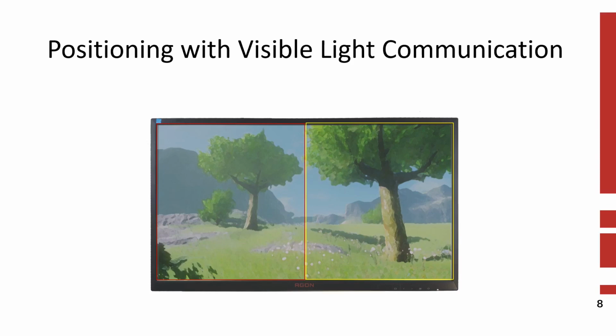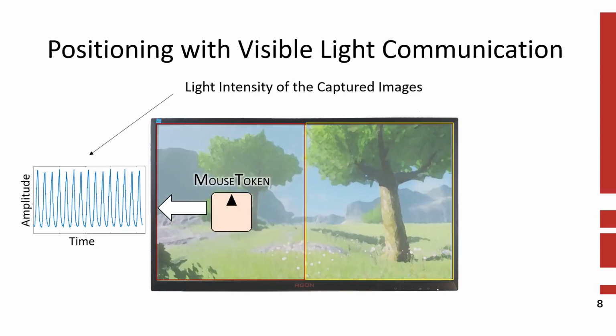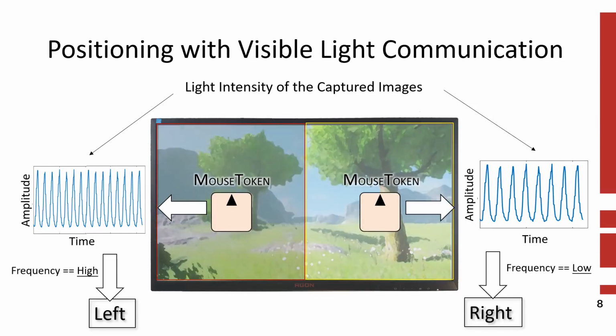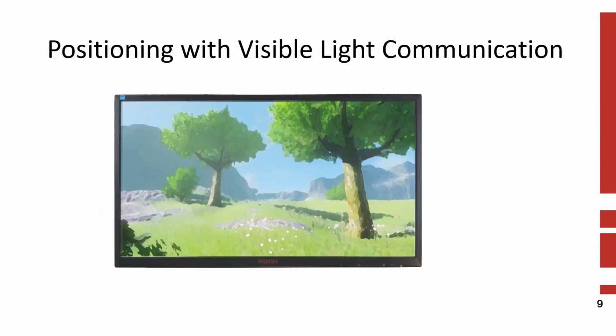We divide the screen into left and right regions. We vary the light intensity of the display content differently in two regions. The left region varies faster than the right region. When the mouse token is placed on the screen, the light intensity of the captured images varies correspondingly. By counting the frequency of the intensity variation, the region where the token locates can be inferred. The example explains the basic idea of modulating display content to transmit location information.